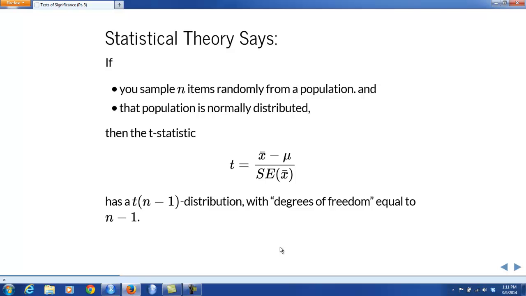We know some things about the t-distribution from statistical theory. It turns out that if you sample n items at random from a population, and if that population is normally distributed, so a density plot for it would look exactly like the bell curve, then the t-statistic itself, that's the sample mean minus the mean of the population divided by the standard error for the sample mean, as a random variable, has exactly a t-curve distribution with degrees of freedom equal to 1 less than the sample size, so equal to n minus 1.